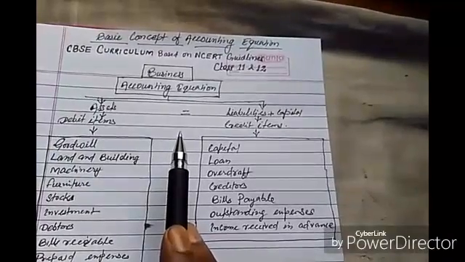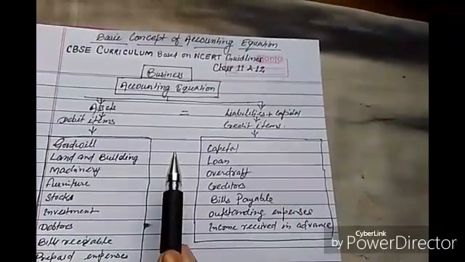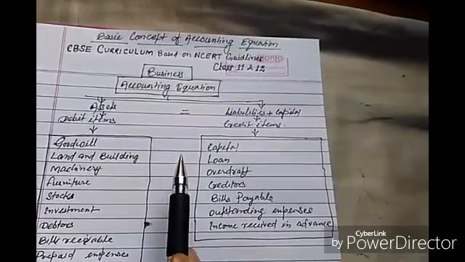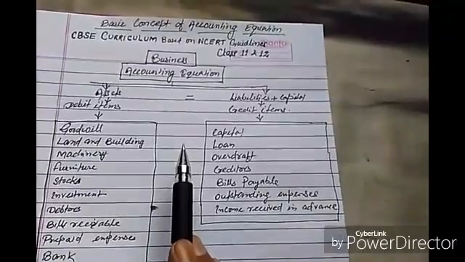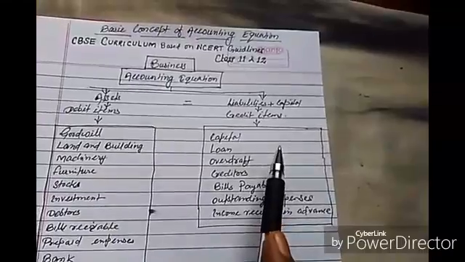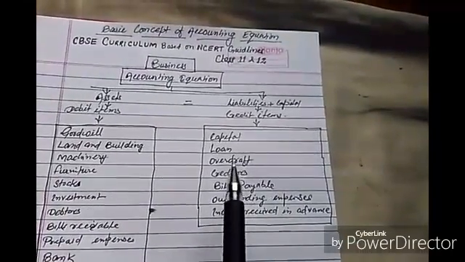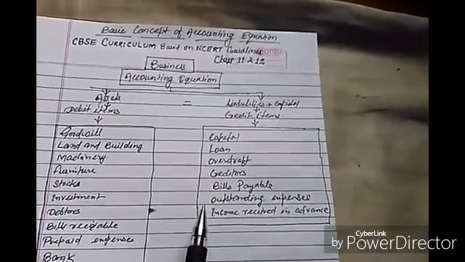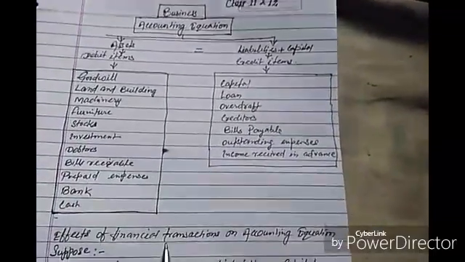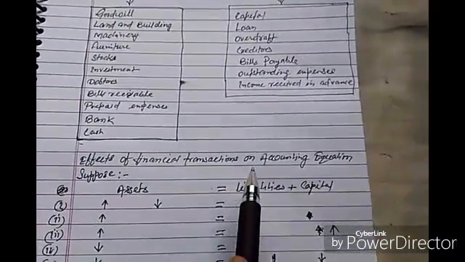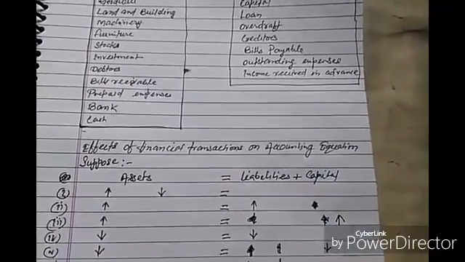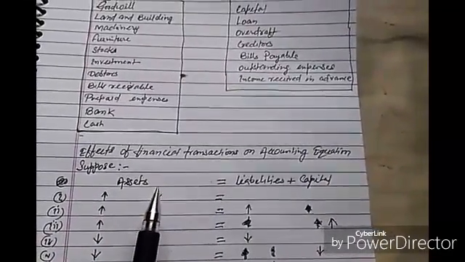It may be noted that a business transaction results in a change in all or any of the components of the equation. Whatever the changes, the accounting equation remains in balance. Some of the following may be the possible combinations of changes or effects. So, the effect of financial transactions on the accounting equation. I'm going to give you examples of how they affect the accounting equation.